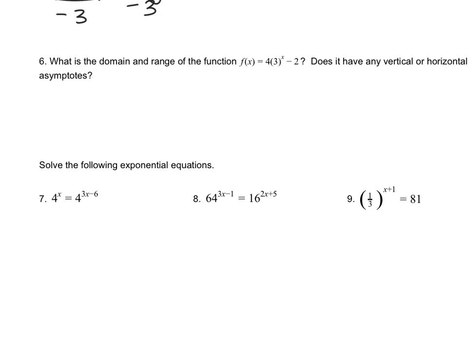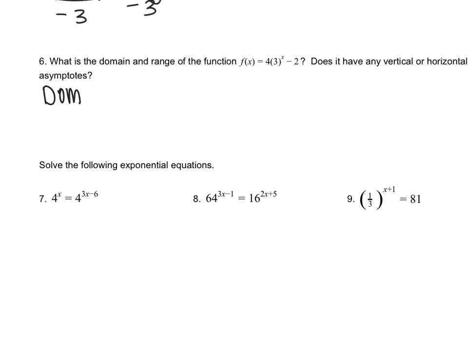So the first 5 questions all had to do with section 1. Now in question 6, we're going to take a look at the section 2, where we talked about domain, range, and vertical and horizontal asymptotes of exponential functions. So we have the function f of x equals 4 times 3 to the x minus 2. We want the domain, the range, and any asymptote.